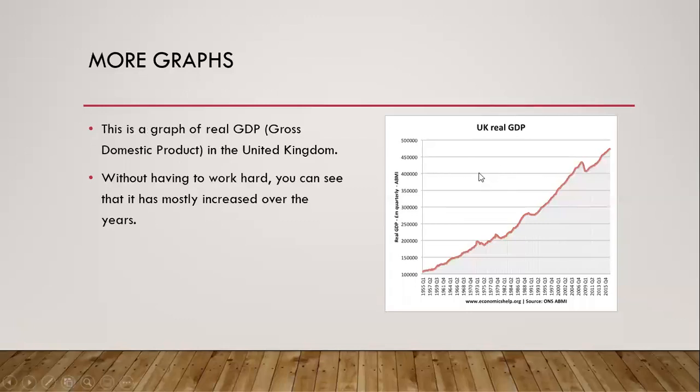This is a graph of the real GDP in the United Kingdom. Now, you don't necessarily have to understand what a real GDP is for the UK. All you really have to understand is, I can clearly see from this graph that it's increasing. How do I know that? I can just look at it. I don't have to understand anything about the UK, and I don't have to understand anything about the GDP. All I have to do is look at it, and I can know all the information I need to know, just from looking at the graph.